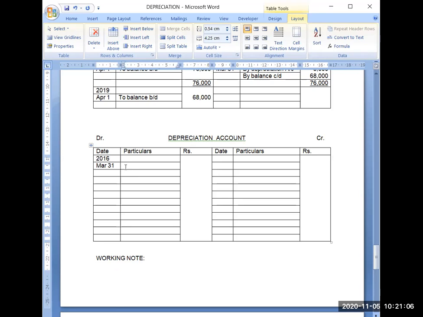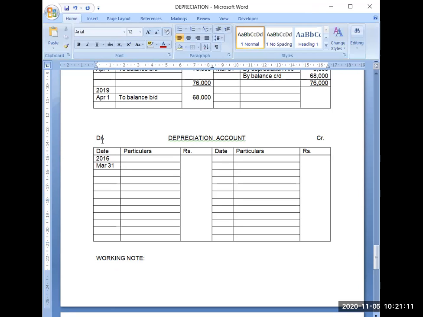Now the journal entry was depreciation account debit to machinery account. So the entry will be depreciation account debit to machinery account. What was the amount of depreciation? 8,000. Again the amount should be right side aligned, in this column also.